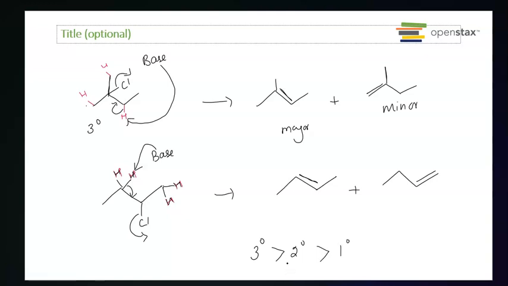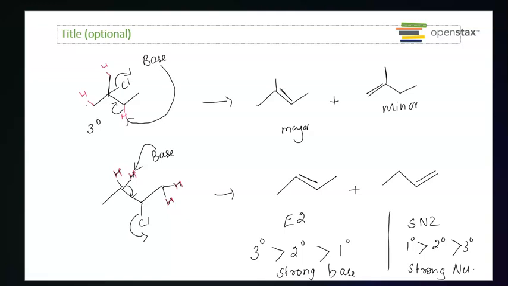Which is kind of opposite to what we see in SN2, because in SN2, we saw that a primary is preferred more than a secondary, which is more preferred than a tertiary. So that's one difference between E2 and SN2. One of them needs a strong base, and the other one needs a strong nucleophile. But the trend for the substrate is different in the case of E2 and SN2.